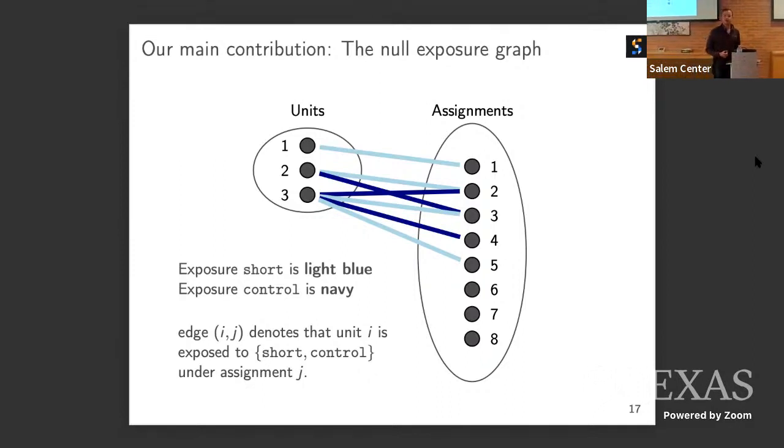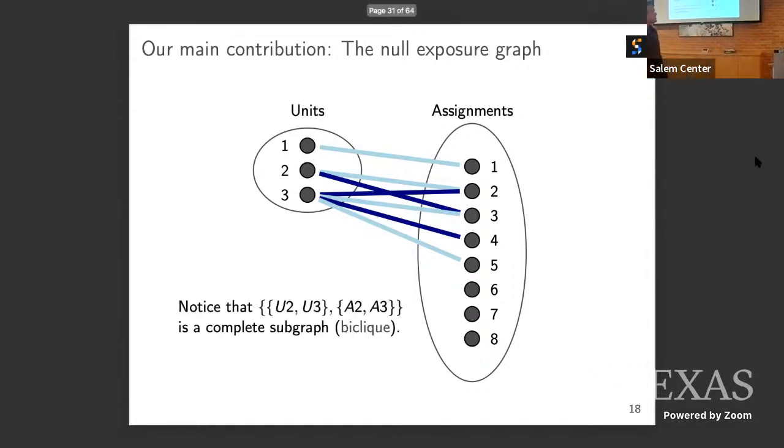This is kind of a funny looking graph, and I actually have colored the edges, so you could call it a colored bipartite graph. Or if you don't care about the colors, this is just a bipartite graph, right? I have a collection of units on the left that are partitioned from a collection of units on the right, and I only have edges connecting the two of them. And I want you guys to notice something. I want you to notice that street 2 and street 3, and here are my assignments 2 and 3, that is a complete subgraph of this bipartite graph.